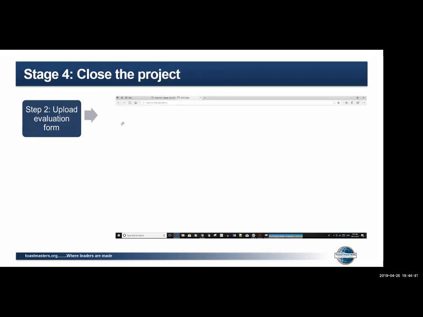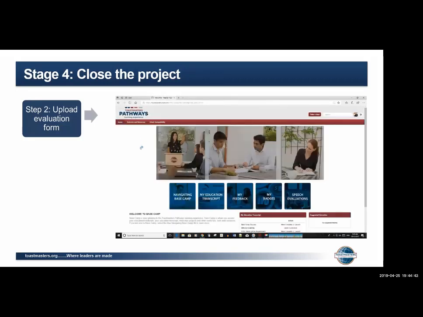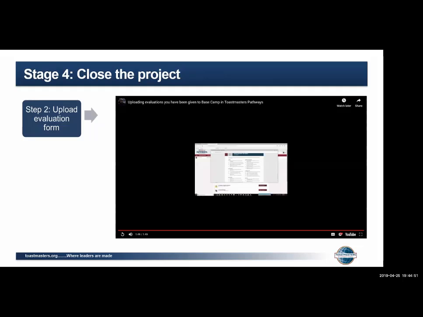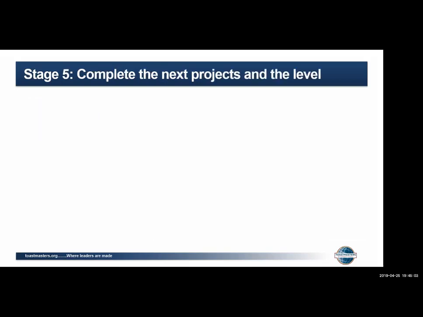Once you've done that, simply click on the home button and that'll take you back to the Pathways Basecamp, which is where you want to be to move on to your next project. So that's how you would complete the process of uploading your evaluation material, if you choose to, into the Basecamp. Finally, in stage 5, so essentially there are 5 stages here in completing your project.